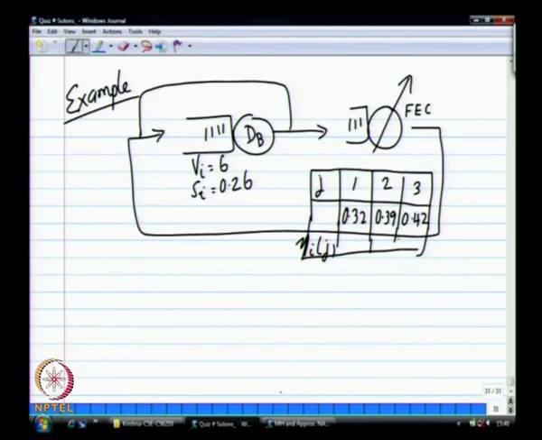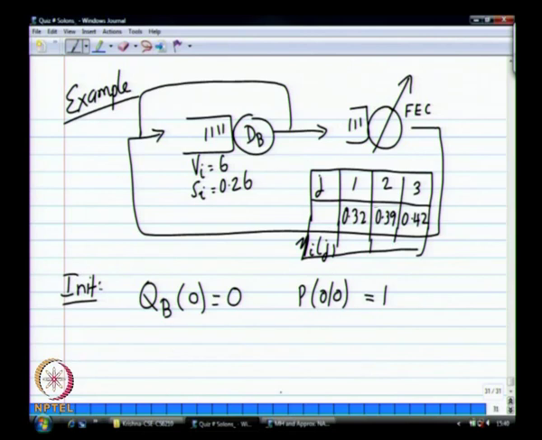So only 2 queues to worry about. This is your variable capacity server depending upon the number of customers in that queue. So the initialization parameters: remember QB of 0 equals 0. When there are no customers in the system itself, there are no customers here, and P of 0 comma 0 equals 1. So for a load dependent system we use the probabilities Pjn. This is 0 customers in this queue, when there are 0 customers in the system, that is always equal to 1. So this is our starting point.